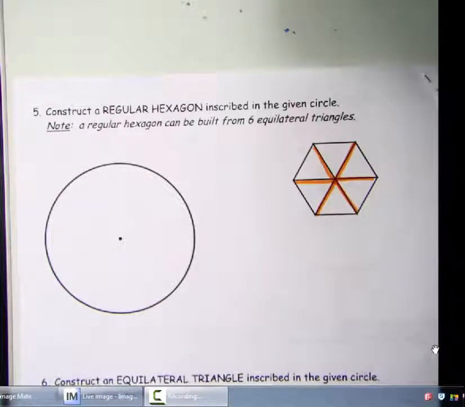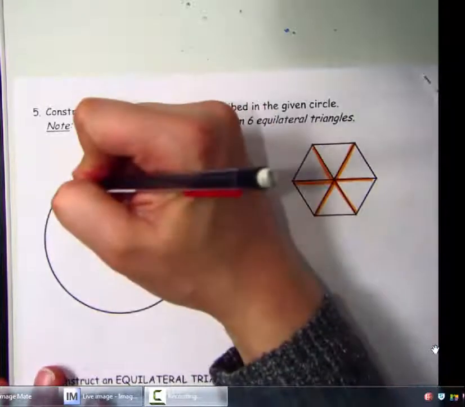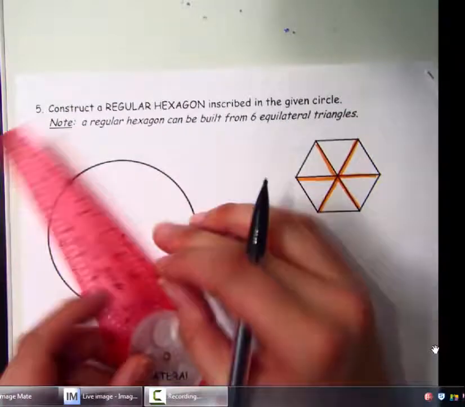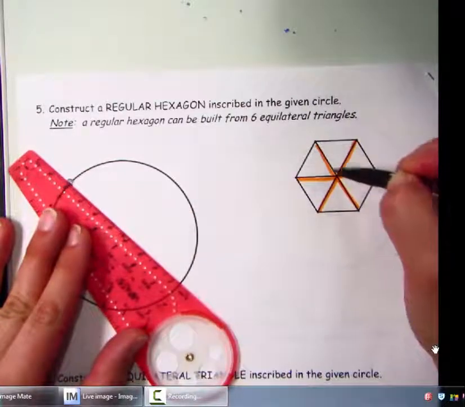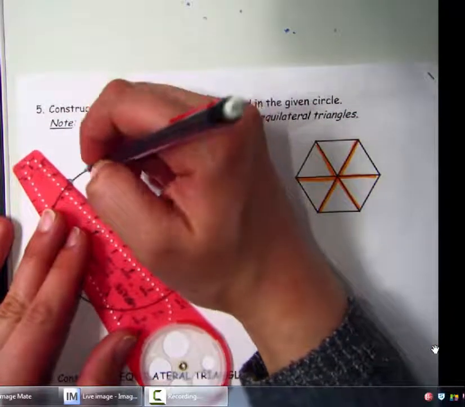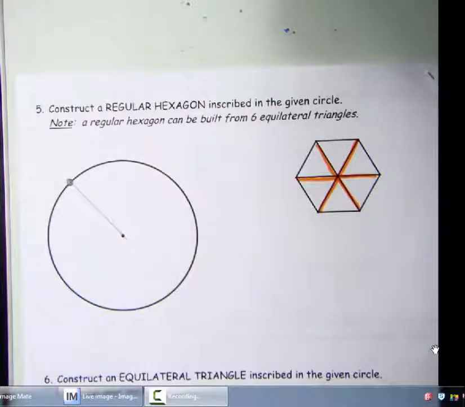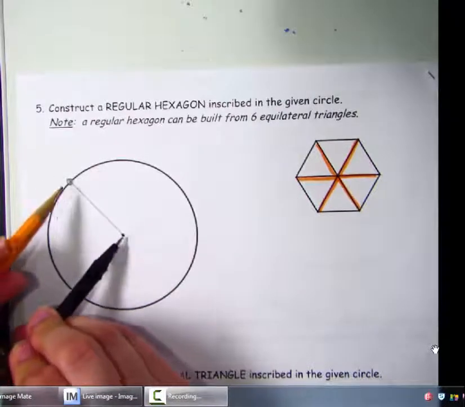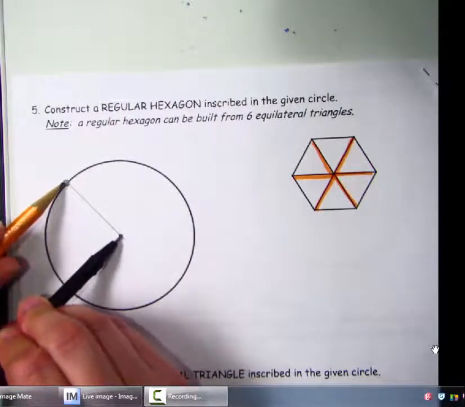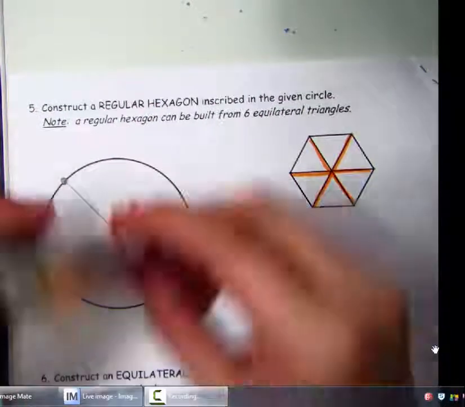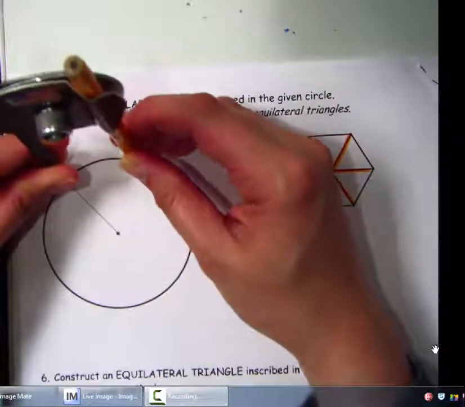The first step in constructing the hexagon is to make any point on the circle. Now we're going to draw that radius that's going to be one of the sides for those equilateral triangles. Now you're going to take your compass and measure that radius. And off of that point that you made, we're going to put a little hash mark on the circle.